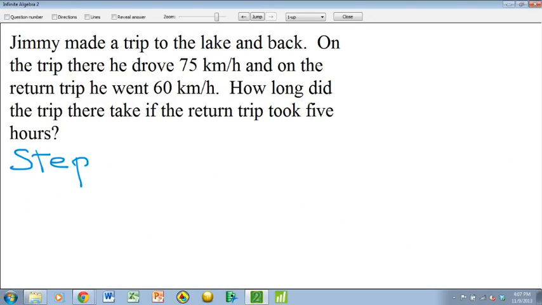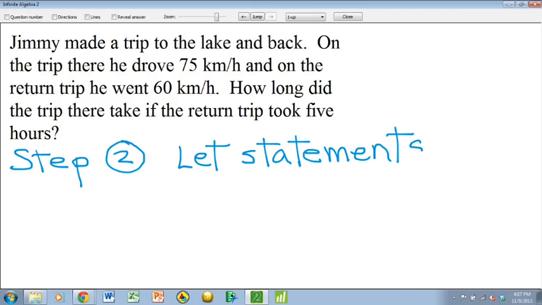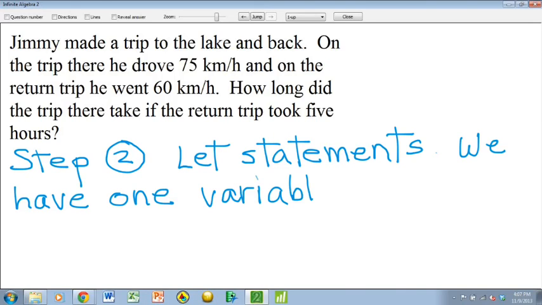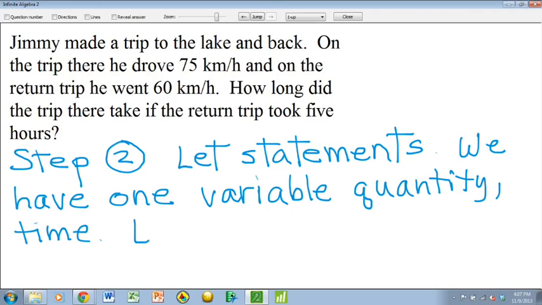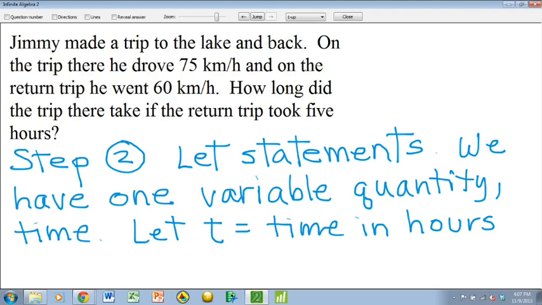Okay, so now step 2, we're going to write our let statements. We know that we want to find out the time, and the time could be any number, so that's our variable quantity. So we're going to let t equals time. You can let any letter be your variable. I'm using t for time. You could say x, but in this example I'm using t.